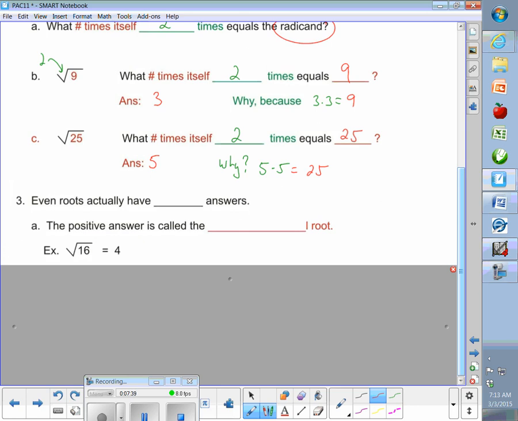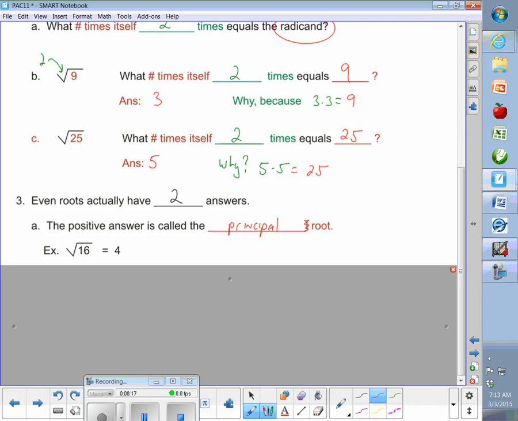All right, even roots actually have 2 answers. And I should say technically have 2 answers. A lot of times we're going to disregard the negative part of the answer, but they technically have 2 answers, and I just want to go over that with you here. So, A, the positive answer is called the principal root. I somehow left the L off the word principal when I originally did this, but it's called the principal root.